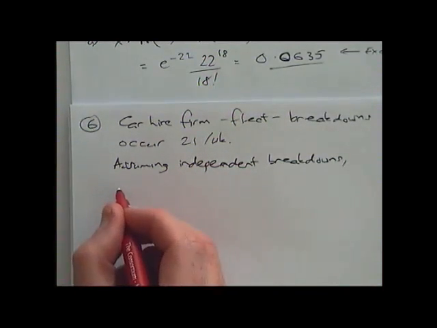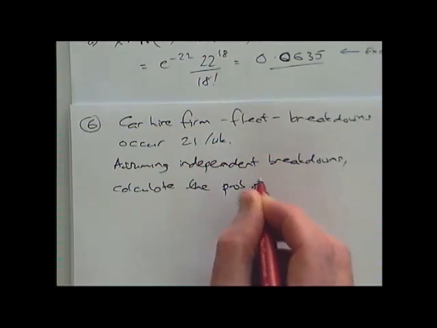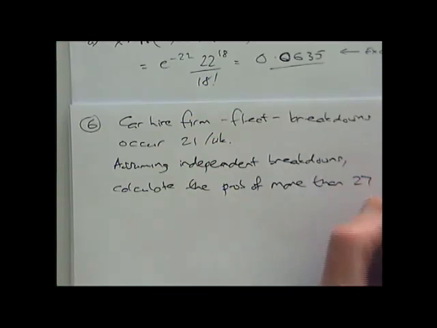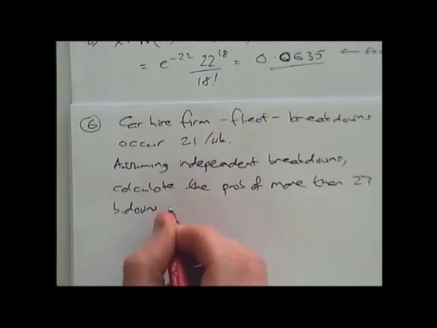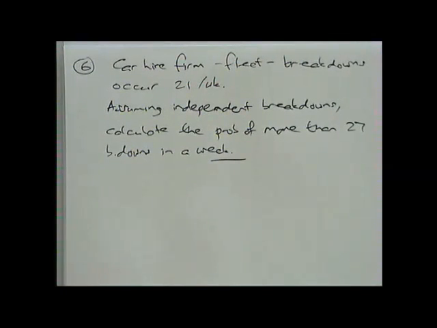What we want to do first of all is to find or calculate the probability of more than 27 breakdowns in a week. So, car hire firm, large fleet of cars for hire by the day. It's found the fleet suffers breakdowns at the rate of 21 per week. Assuming that breakdowns occur at a constant rate and independently of each other, calculate the probability that in any 1 week more than 27 breakdowns will occur. Fruit gum for the first right answer.